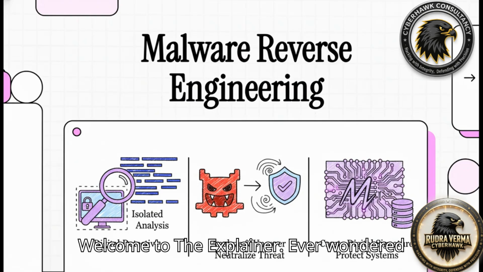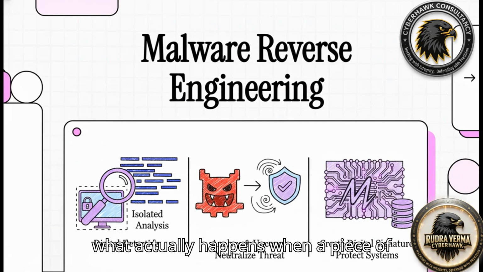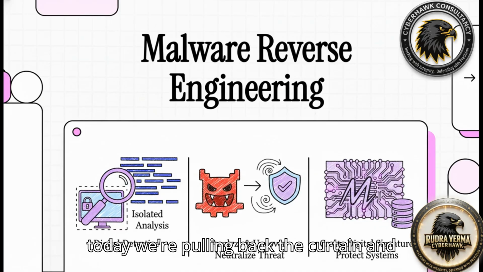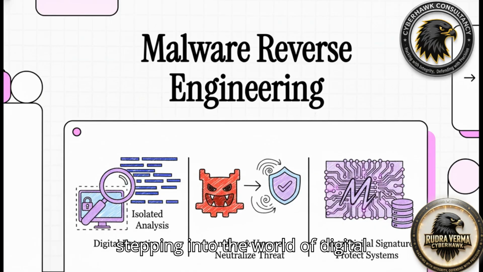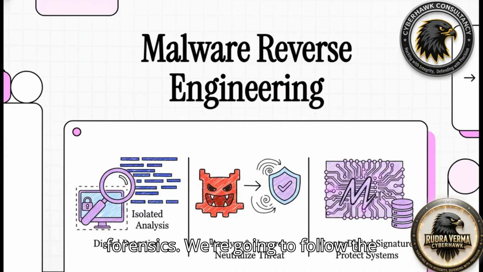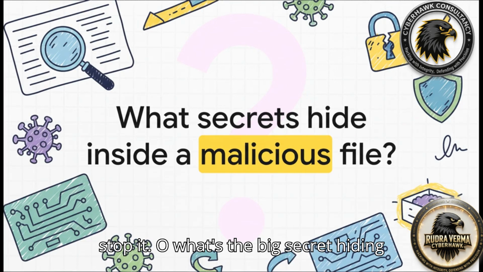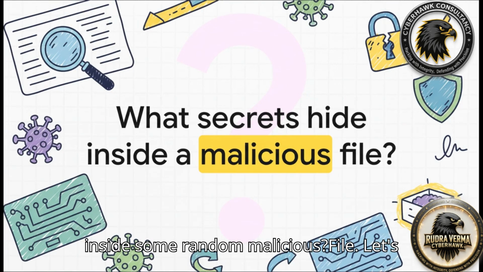Welcome to The Explainer. Ever wondered what actually happens when a piece of malicious software gets discovered? Well, today we're pulling back the curtain and stepping into the world of digital forensics. We're going to follow the digital detectives who take this stuff apart, piece by piece, to figure out how to stop it. So, what's the big secret hiding inside some random malicious file?